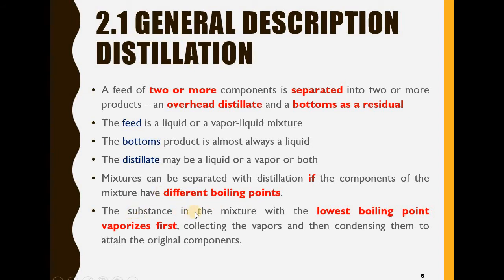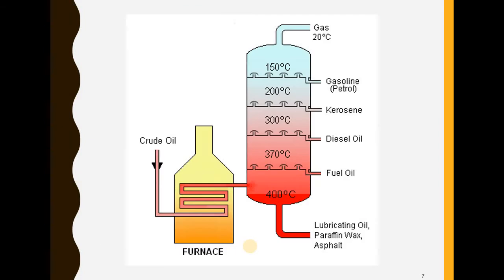The substance in the mixture with the lowest boiling point will vaporize first. For example, we have components A and B. A has a boiling point of 50 degrees C, and B has a boiling point of 100 degrees C. So A will be vaporized first. When A vaporizes, it becomes vapor, and by condensing it we attain the original component. Usually the components which vaporize first will be at the top. This is the example that I mentioned to you before.